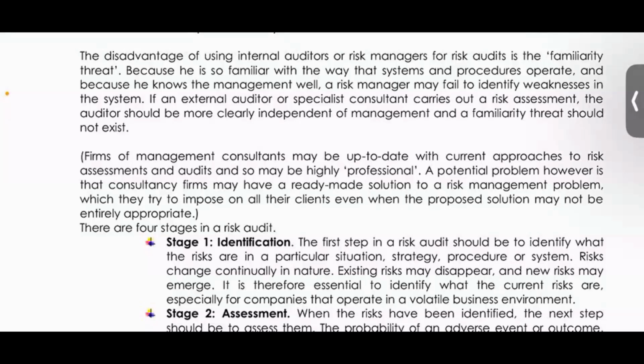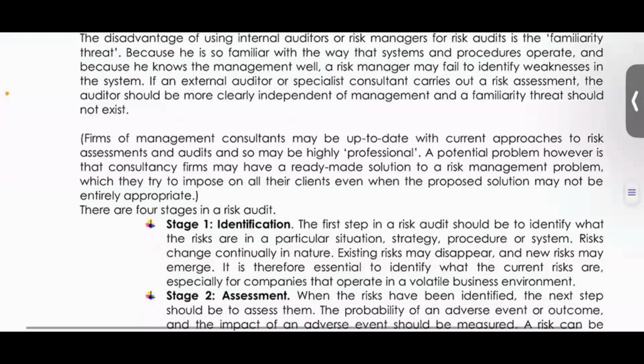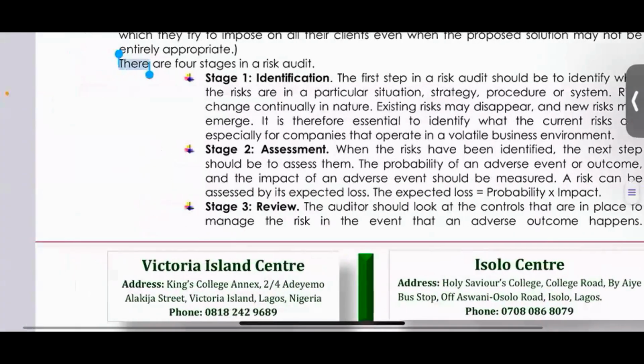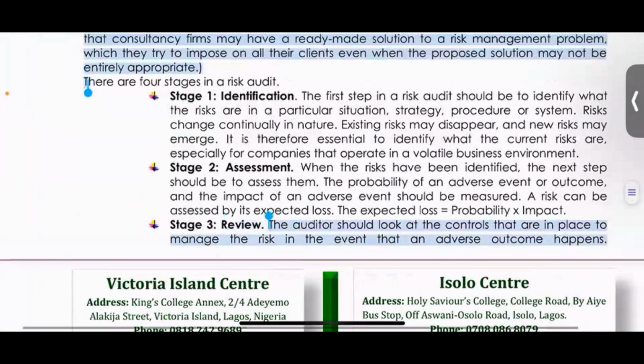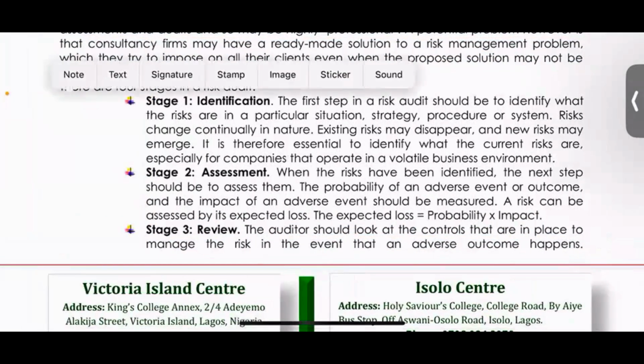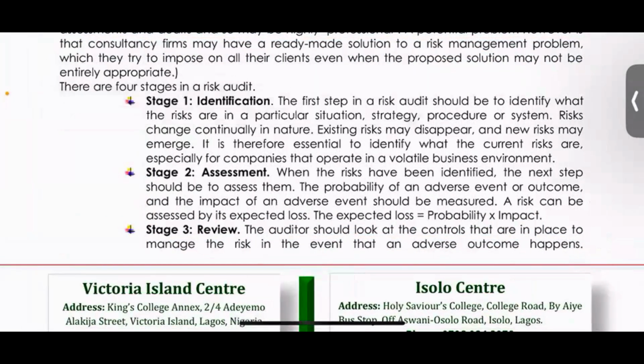There are 4 stages in a risk audit. Stage 1, identification. The first step in a risk audit should be to identify what the risks are in a particular situation, strategy, procedure, or system. Risks change continually in nature. Existing risks may disappear and new risks may emerge. It is therefore essential to identify what the current risks are, especially for companies that operate in a volatile business environment.